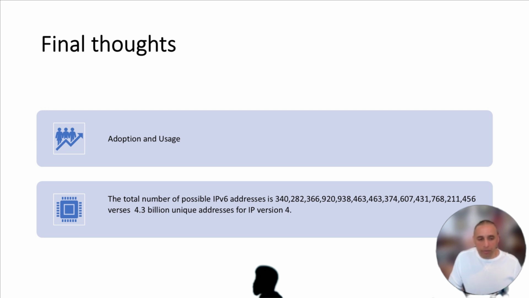IP version 6 introduces a more efficient addressing scheme, improved security features, and simpler configuration processes, making it well suited for the growing number of devices connected to the Internet.